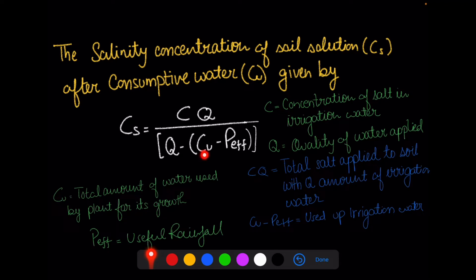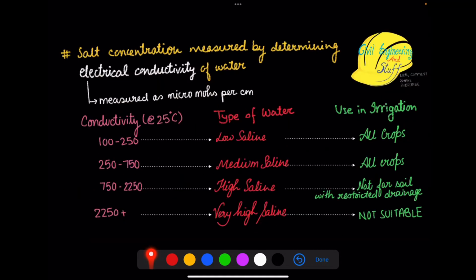Here, Cu is the total amount of water used by the plant for its growth, right? And P effective is the useful rainfall. So, subtracting Cu minus P effective will give us the water that has been used for the irrigation, right? Through this we find out the overall salt concentration. Now, the salt concentration is measured by assessing the electrical conductivity of the water, and it is expressed as micromole per centimeter.